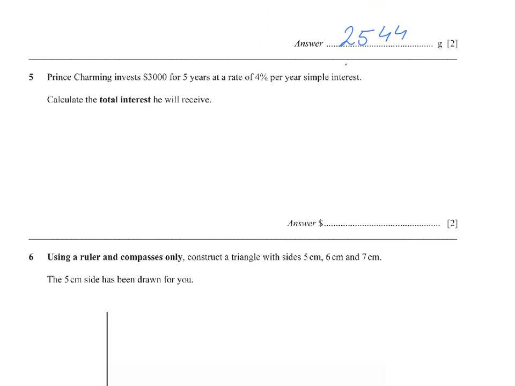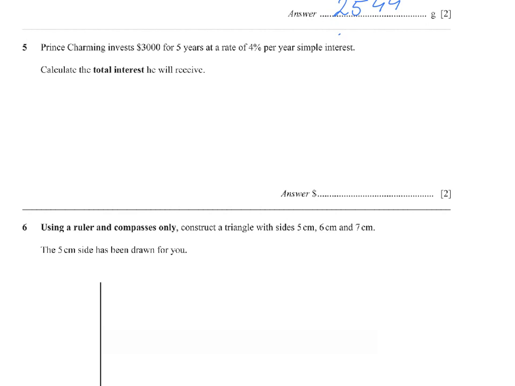Fantastic. Prince Charming, well, I'm sure they're not talking about me now, invests $3,000 for 5 years at a rate of 4% simple interest. Okay, so $3,000 for 5 years, 4%, and it's simple interest. Calculate the total interest he will receive. Okay, so especially when things are written or typed in bold, you should be mentally shouting to yourself, because they're not asking what is the total amount of money he has, no, just the total interest.